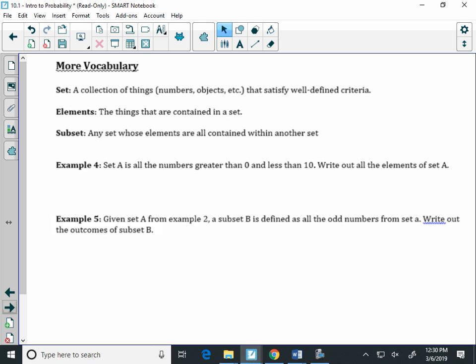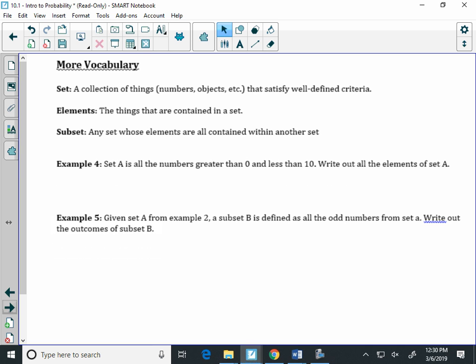If we take a look at the next section, we're going to talk about some more vocab. First vocab word from this second section is called a set. And a set is a collection of things that satisfy a well-defined criteria. So, a set might be people with their head down. That is a set. Okay? So all the people with their head down would go into that set. The well-defined criteria is people who have their head down, and anyone that fits that will fit into our set. Okay?